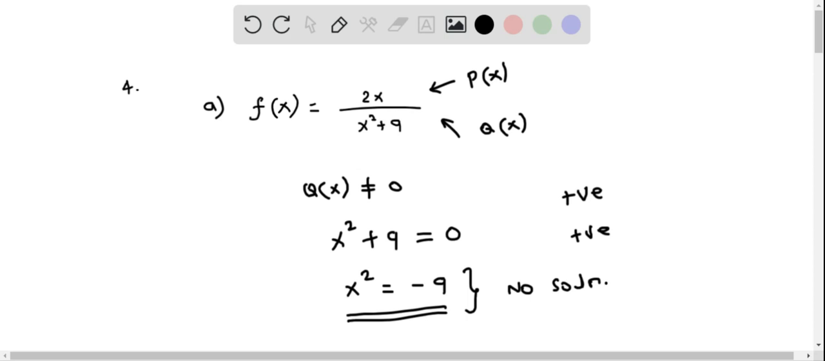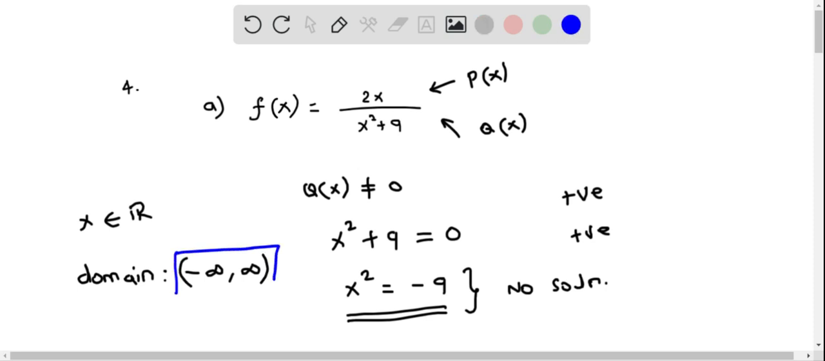That means there are no restrictions on the domain of f of x for a rational function. So you can say that x belongs to the real number system. And so we can write down the domain in interval notation as negative infinity to infinity. And so this is the domain in interval notation.